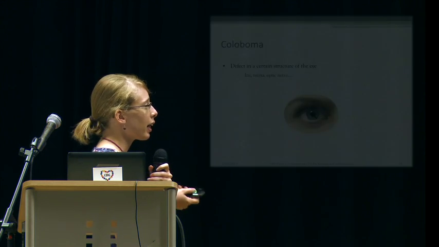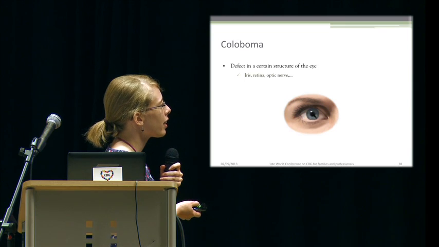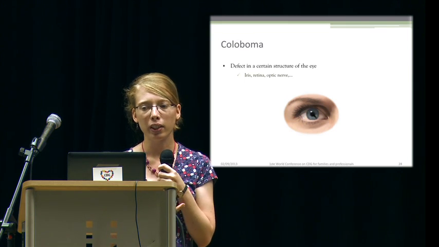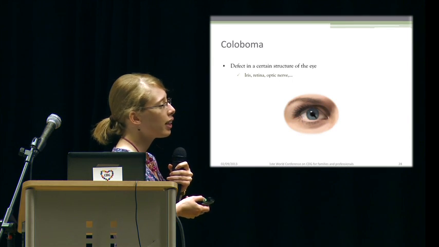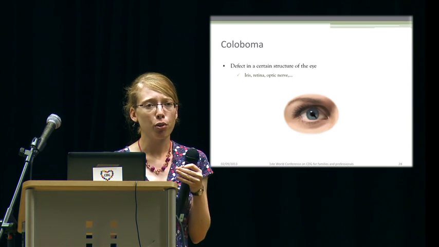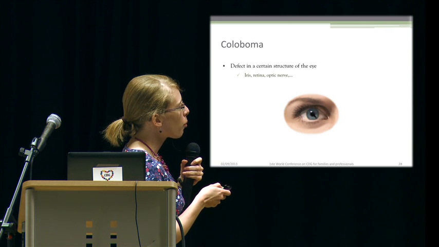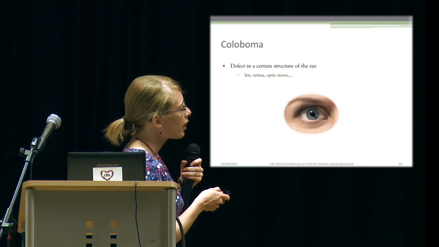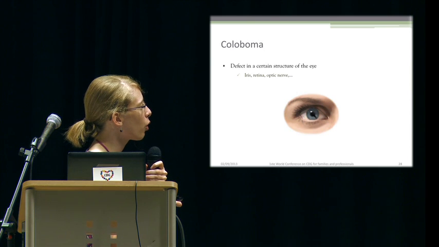The next topic is again something that occurs mainly in certain types of CDG, and it's called coloboma. It means that there is a structural defect in any part of the eye. So here you see an example of a structural defect that is present in the iris of the eye, which is the colored part of the eyeball.